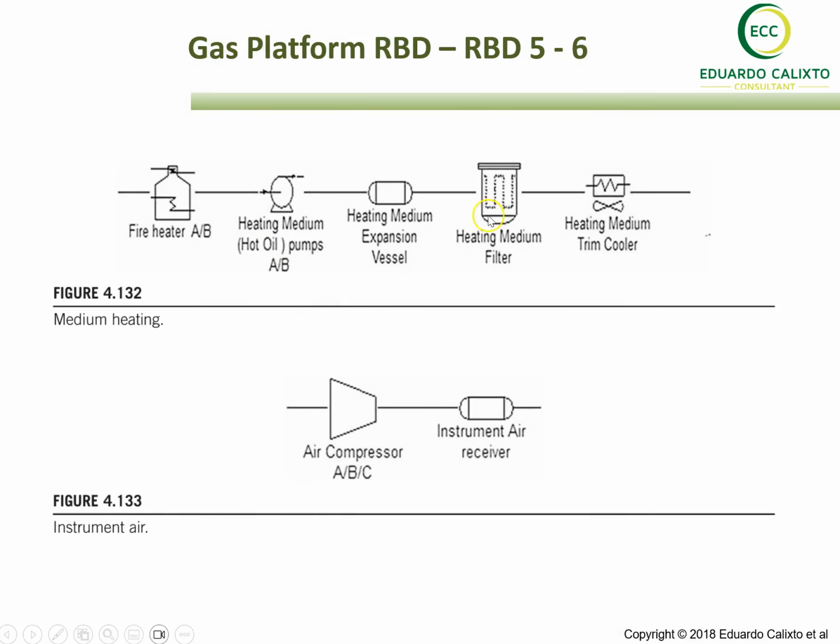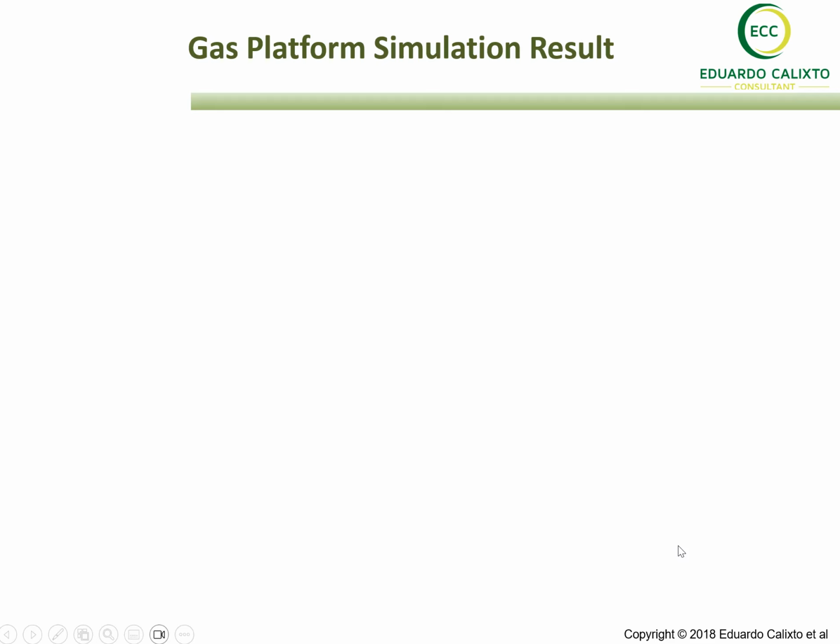Here we have the utilities. Utilities are also considered part of the analysis, because if some of this equipment, part of the utility, like medium heating or instrument air, shuts down, it will shut down the whole platform. That's why they need to be considered.